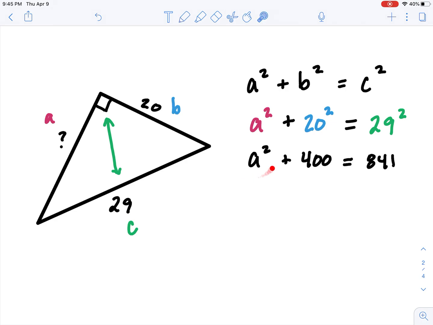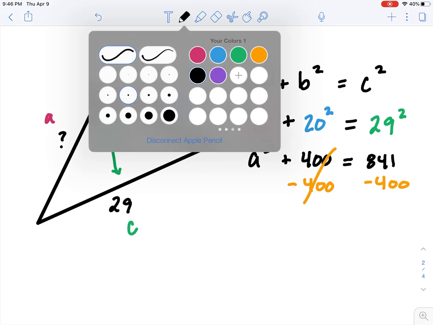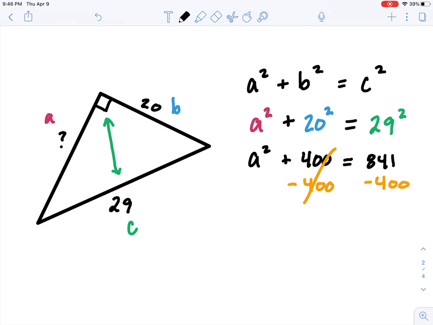Okay, again, I'm trying to get A by itself, so I need to get rid of this 400 to start. I'm going to subtract that 400 from both sides of my equation. That makes the 400 cancel out. So on the left side, I just have A squared left. And on the right side, I have 841 minus 400, which should be 441.